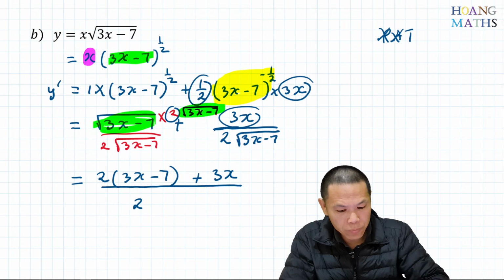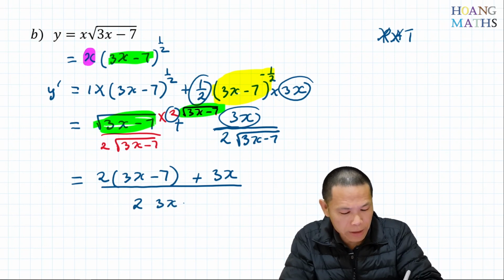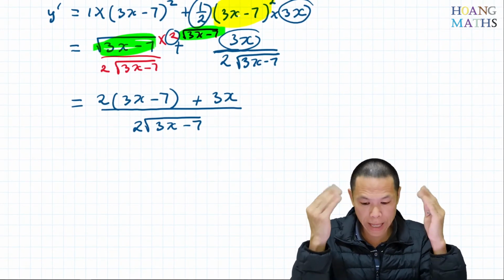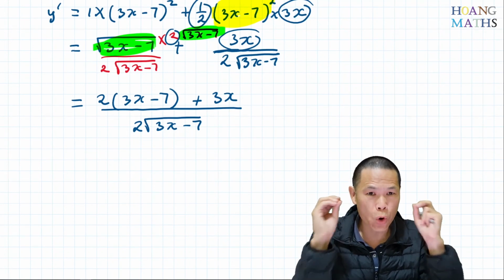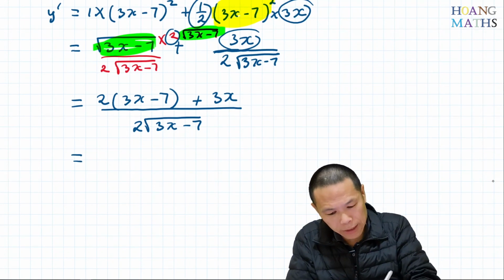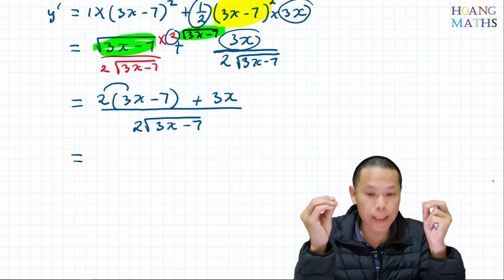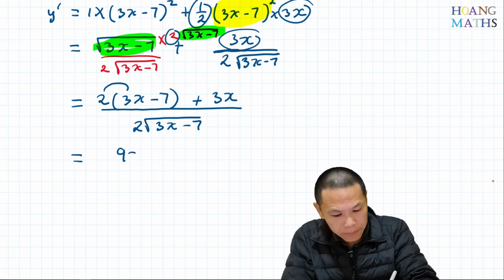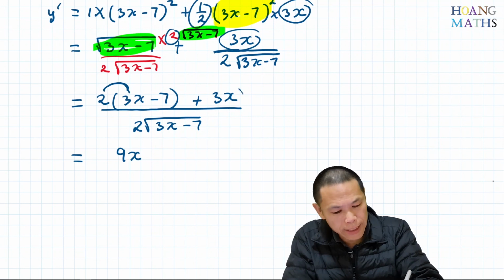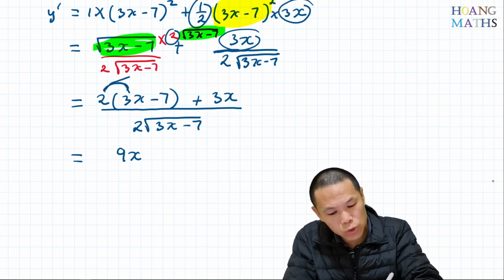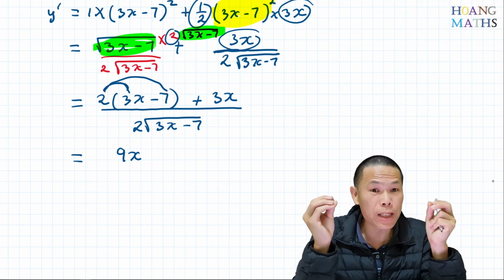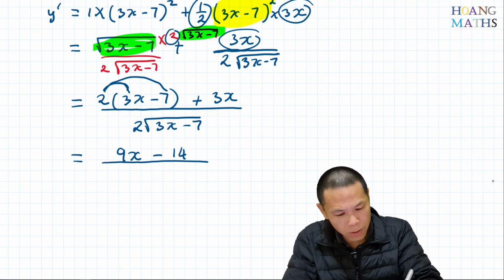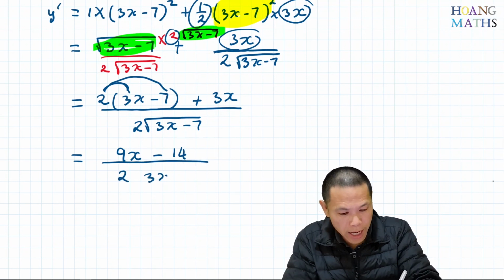So that becomes 2 times 3x minus 7. There you go. So now I just expand and simplify, okay? So that becomes like this. 2 times 3x is 6x, and then we add 3x, so that gives me 9x. Because this time it gives me 6x, we add another 3, so 9. And then 2 times negative 7 is negative 14. So just write this down: minus 14, over 2 square root of 3x minus 7.